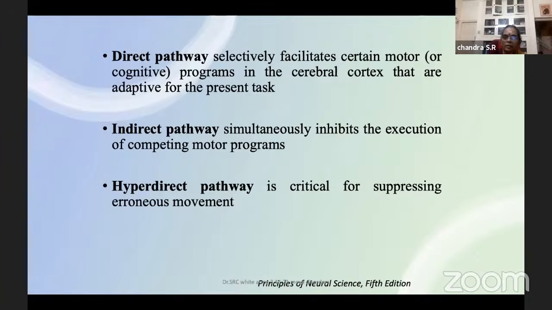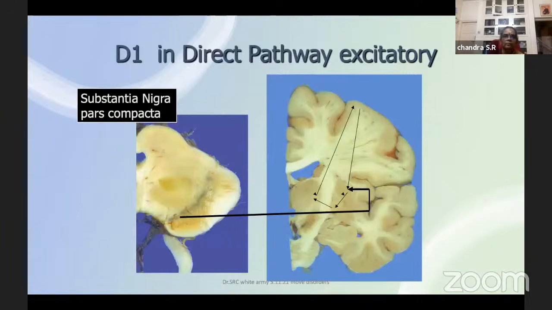So I think it is clear. If needed, I can tell also again. The direct pathway directs towards the set goal. The indirect pathway inhibits the antagonist. Hyperdirect corrects erroneous movement. So these are the 3 important pathways.